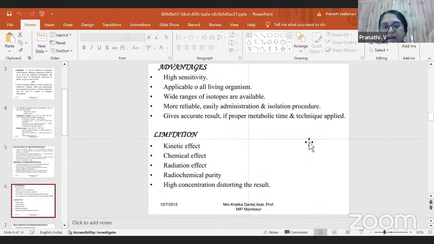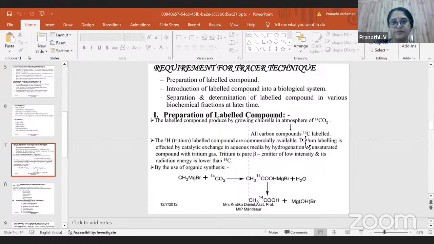Advantages: it is highly sensitive, and applicable to all living organisms. You have many isotopes that can be used. It is a very reliable and easy procedure, and you can get accurate results. What are the limitations? Of course, kinetic, chemical, radiation and high concentration effects; if it is going to damage the system, that is going to be seen.